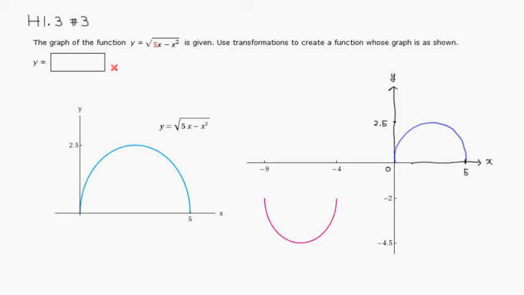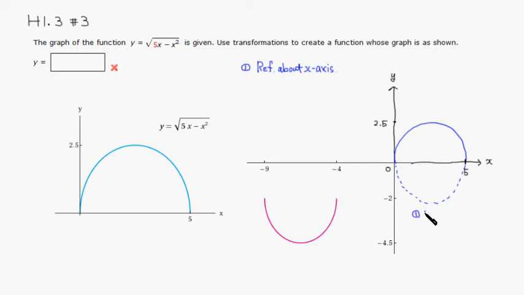Alright, so this is the original function, and what we want to do is get this. So the first step would be, this is upside down, so the first transformation has to be a reflection about the x-axis. Let's apply that. If you reflect it about the x-axis, you're going to end up getting something like that. So this is after the first transformation.